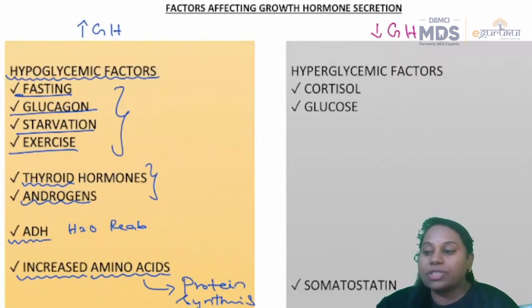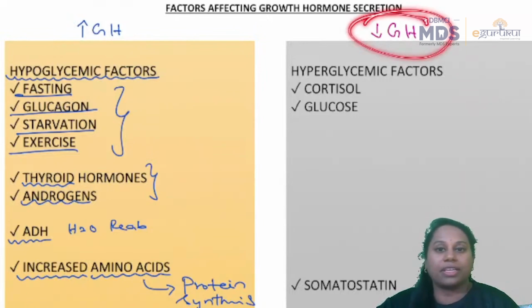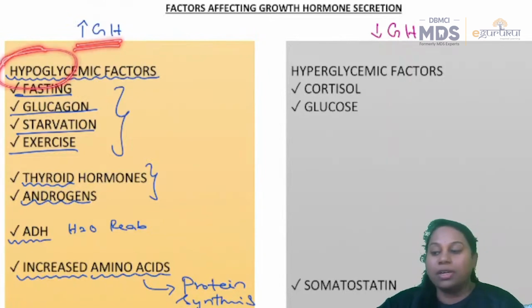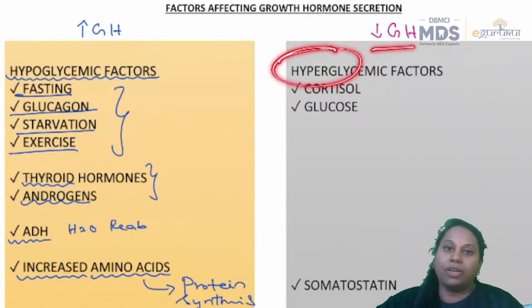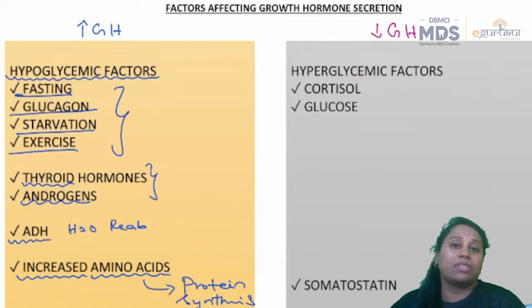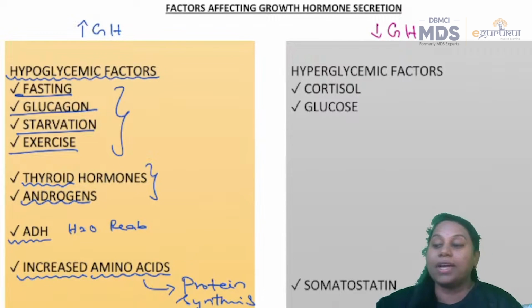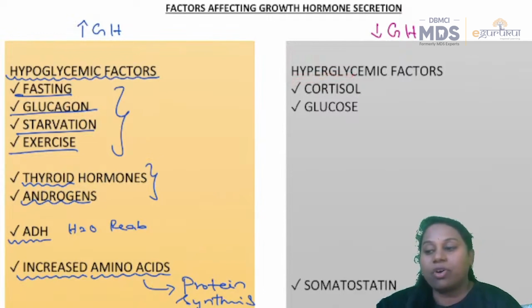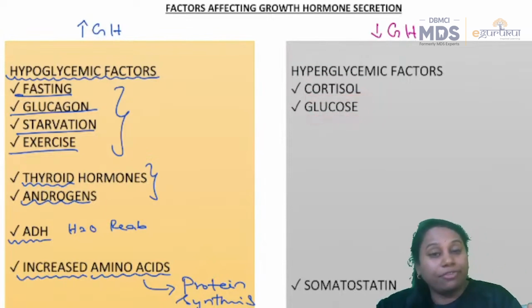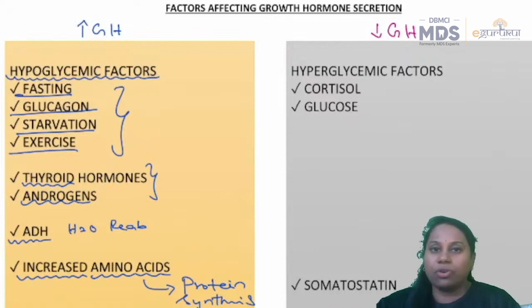What are the factors which decrease growth hormone secretion? Exactly the opposite. If hypoglycemic factors are increasing growth hormone, hyperglycemic factors would decrease growth hormone. Already if your glucose levels are high, there is no need for growth hormone, so growth hormone levels will decrease. What are the hyperglycemic factors? Cortisol is a hyperglycemic hormone. Cortisol will increase your blood glucose. Glucose itself, already if you have more blood glucose, there is no need for growth hormone.